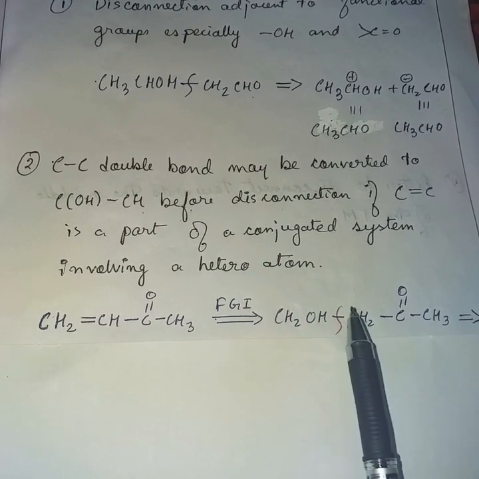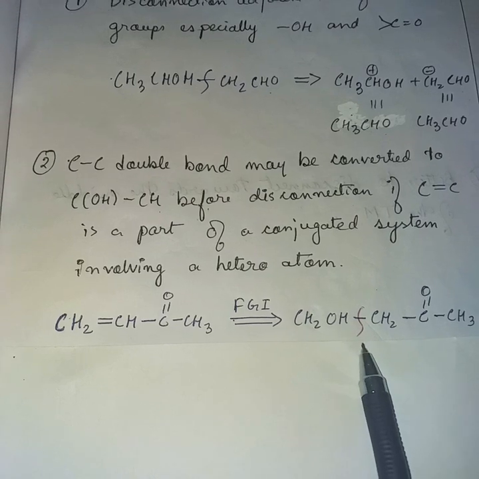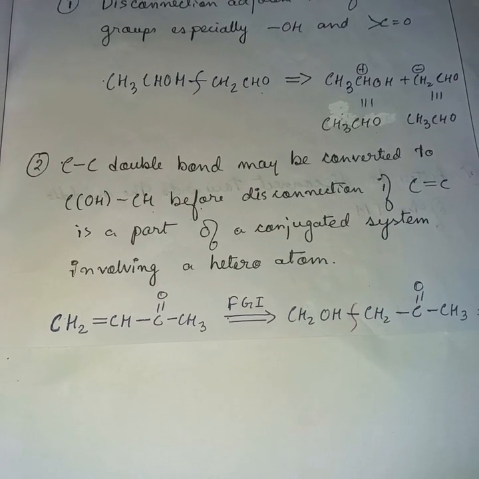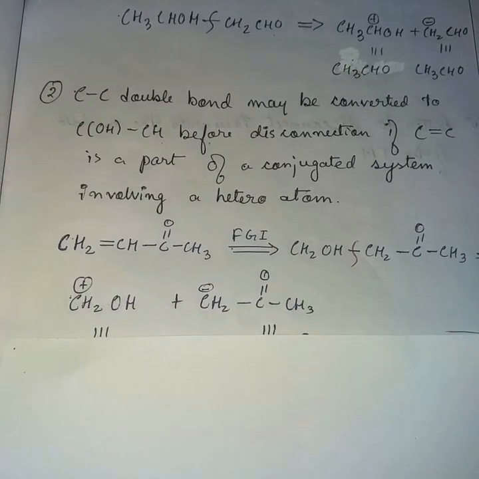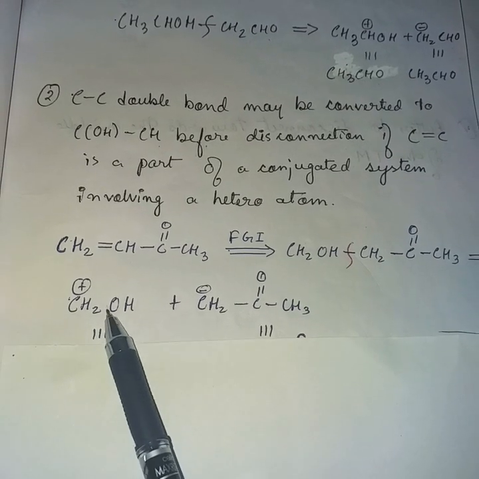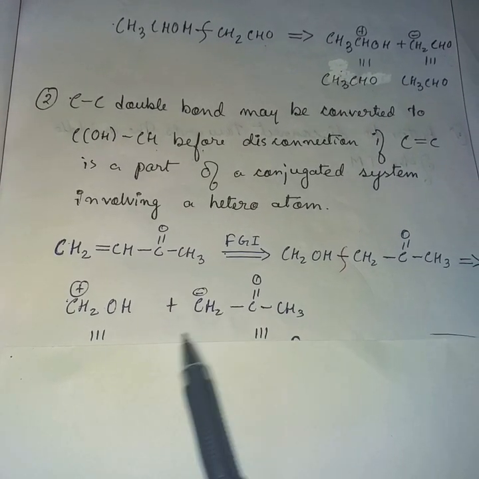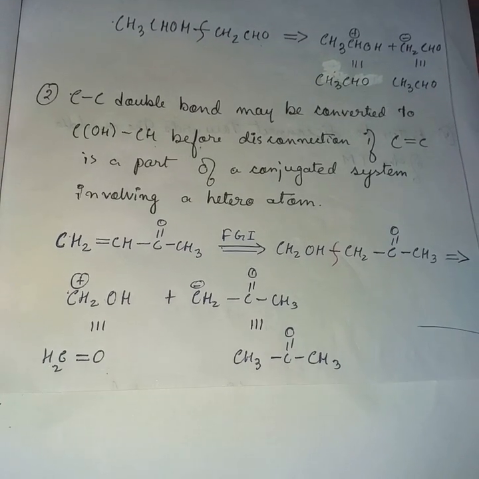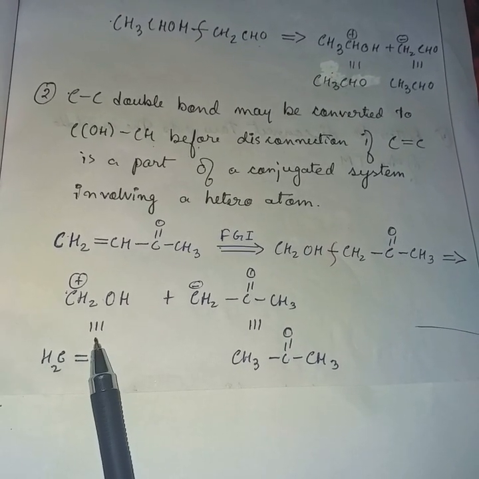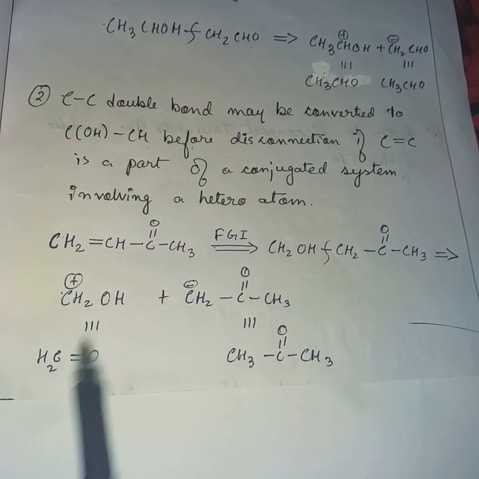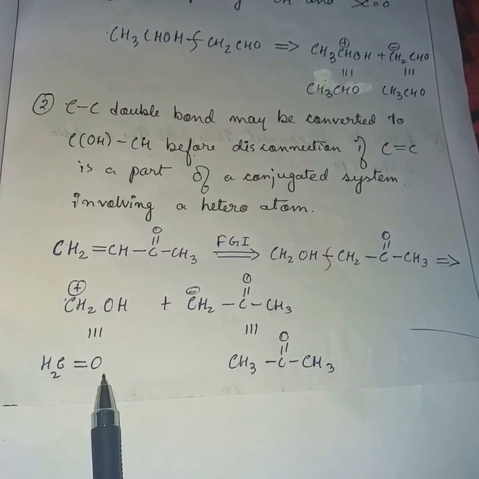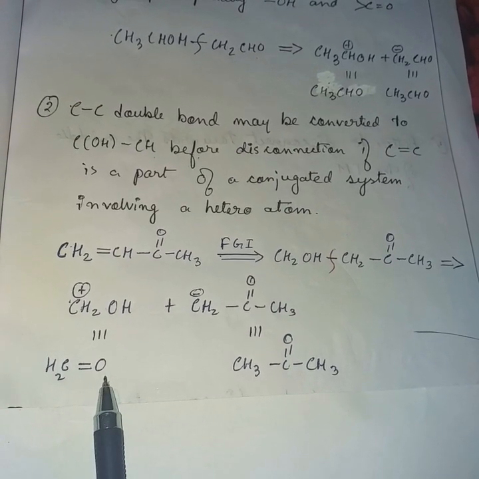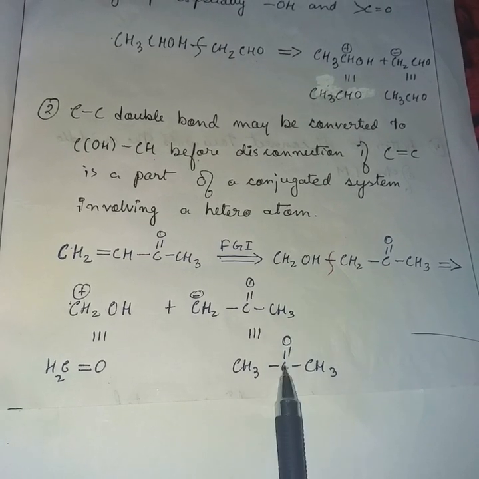Okay, here we have disconnected this bond so that we get two synthons from here. These are the two synthons that we have got, see, and from here you get two types of synthetic equivalents. You have already known that this synthon will give formaldehyde as the synthetic equivalent and this will give acetone.